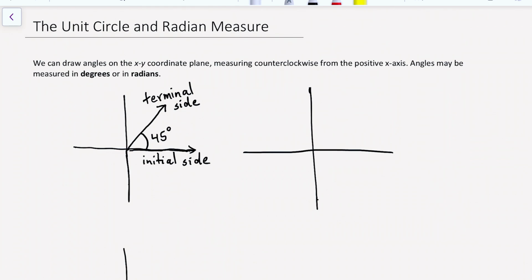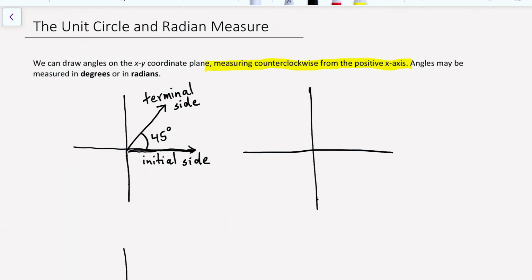We can draw angles on an XY coordinate plane. The standard way to do this is to measure counterclockwise from the positive x-axis. So one side of my angle, called the initial side, begins on the x-axis. The other side is called the terminal side. So here's an example of a 45-degree angle.